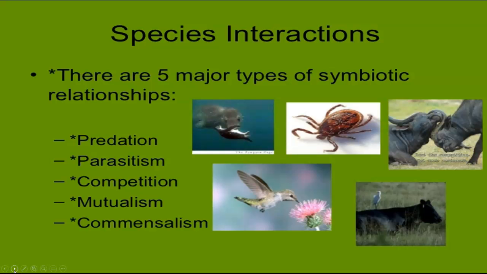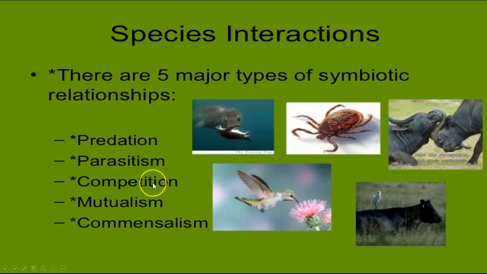And species in these ecosystems interact in different ways. There are 5 major types of symbiotic relationships or interactions. One is called predation, where one animal feeds on another or preys on it. Parasitism is when you've got an animal that's acting like a parasite. Its intention is not to kill, but to weaken its host. If it kills it, it's not an advantage. So parasites do not intend to kill, just to weaken.